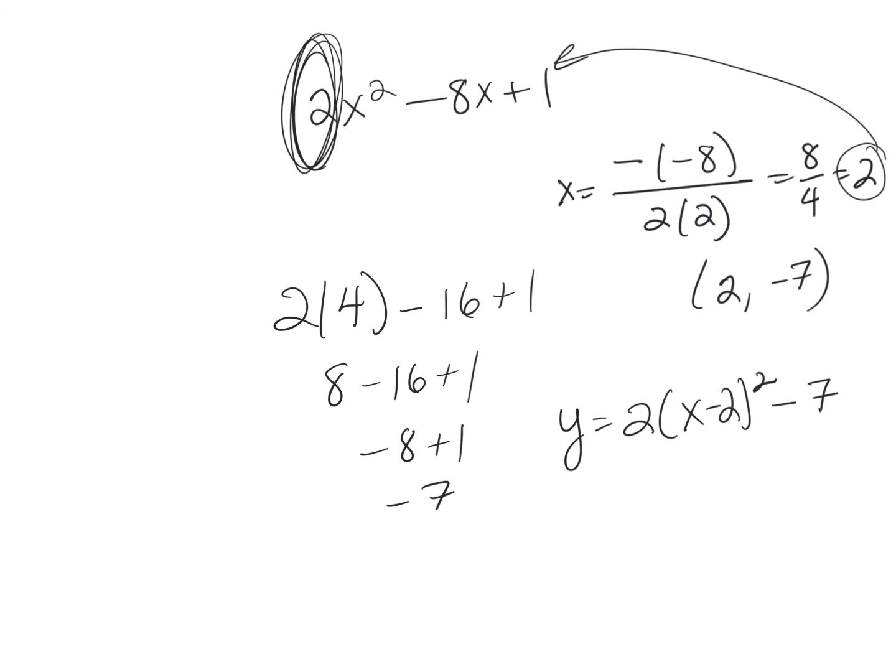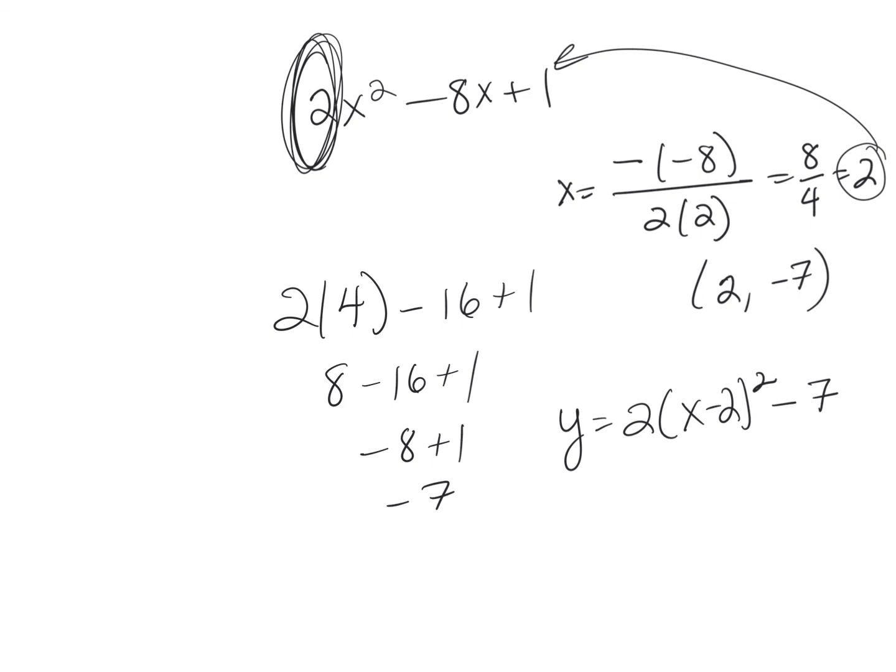Why is it minus 2 in there? Oh, because it's the opposite of whatever you have here. So shouldn't it be plus 7 in your vertex? It's only opposite for the x and not for the y.